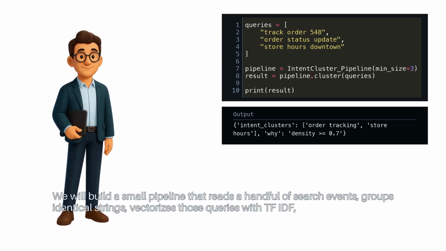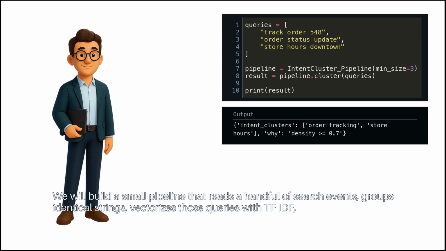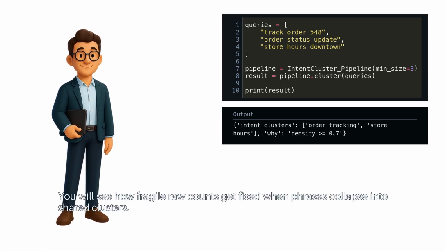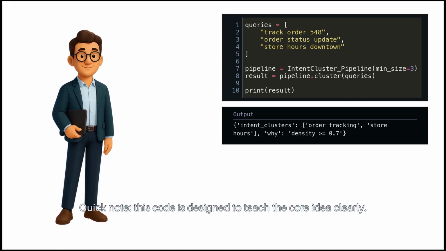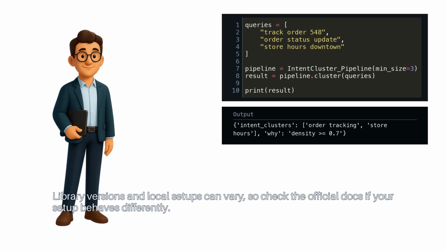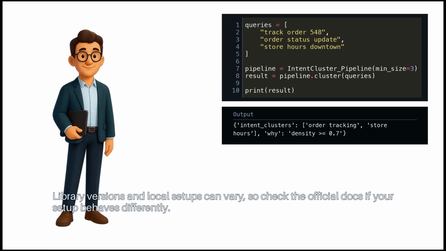We will build a small pipeline that reads a handful of search events, groups identical strings, vectorizes those queries with TF-IDF, runs HDBSCAN to get cluster labels and confidence, then summarizes clusters by session demand to pick a priority backlog item. You will see how fragile raw counts get fixed when phrases collapse into shared clusters. Quick note, this code is designed to teach the core idea clearly. Library versions and local setups can vary, so check the official docs if your setup behaves differently.